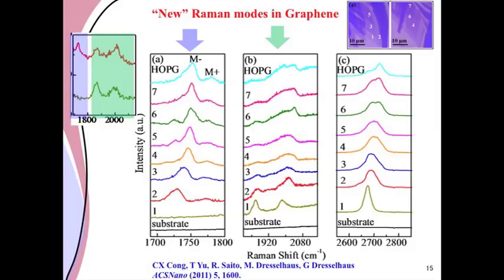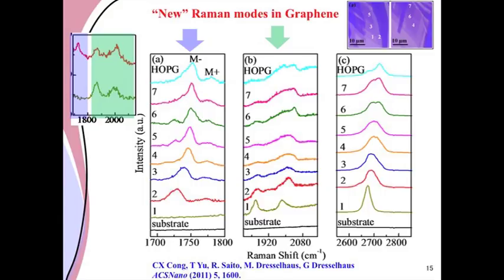So the first part I'm going to show you is what happens between 1700 and 1800. And this is a region of the spectrum that we had studied before with Victor Brar. And at that time, we identified two regions, M minus and M plus. And when you look at this, we saw this looking like a letter M. Can you see something that looks a little bit like that? We thought it looked like letter M, so we call that the M band. We didn't have M band in graphene before, so that's what we called it.